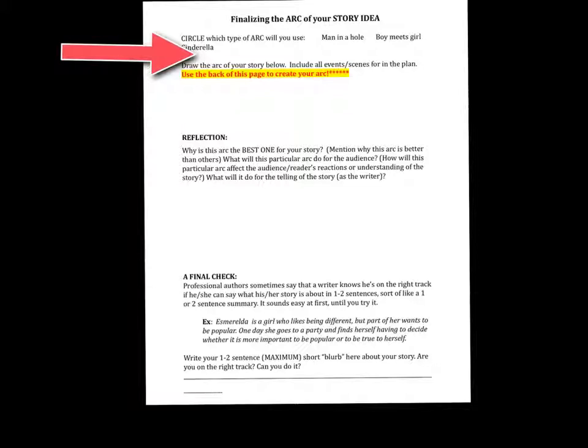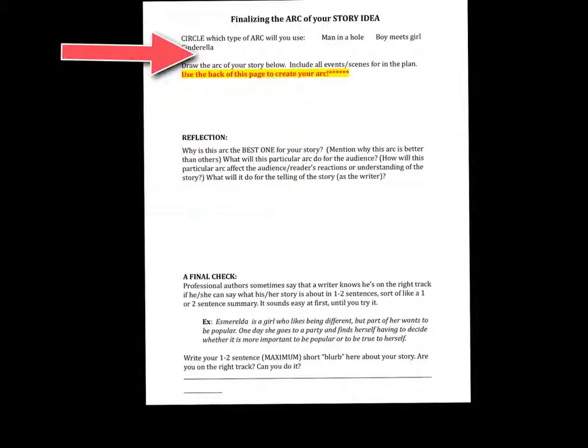After you are done doing your arc on the back, it's going to ask you to do a reflection. And this reflection says, why is this arc the best one for your story? Mention why this arc is better than others. What will this particular arc do for the audience? How will this particular arc affect the audience or reader's reactions or understanding of the story? What will it do for the telling of the story as the writer?